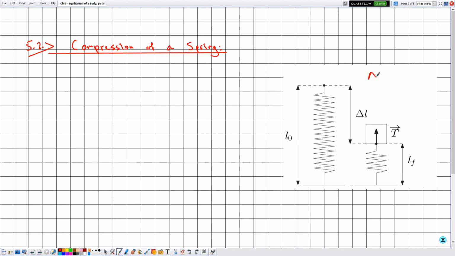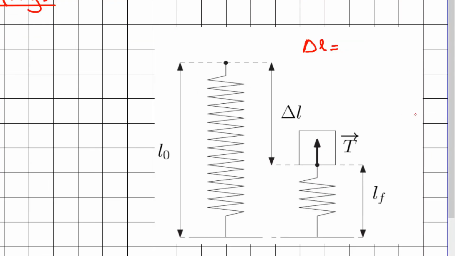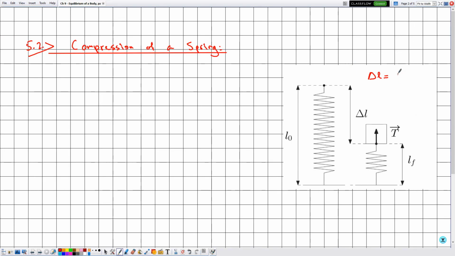delta L, for sure it can be calculated using Hooke's law, as we shall see now, but using a graduated ruler one can determine the elongation. Here delta L is said to be the compression and not the elongation, and it can be calculated using the following formula: initial length minus the final length.